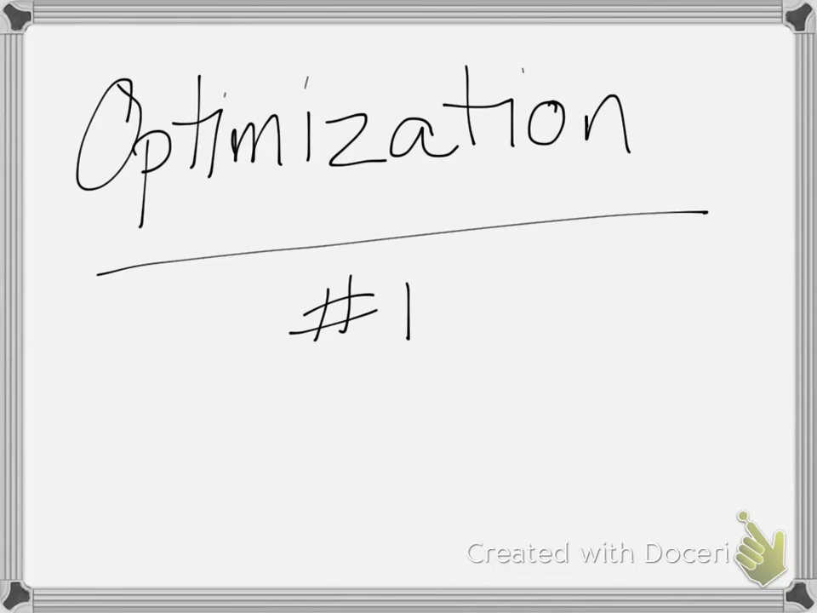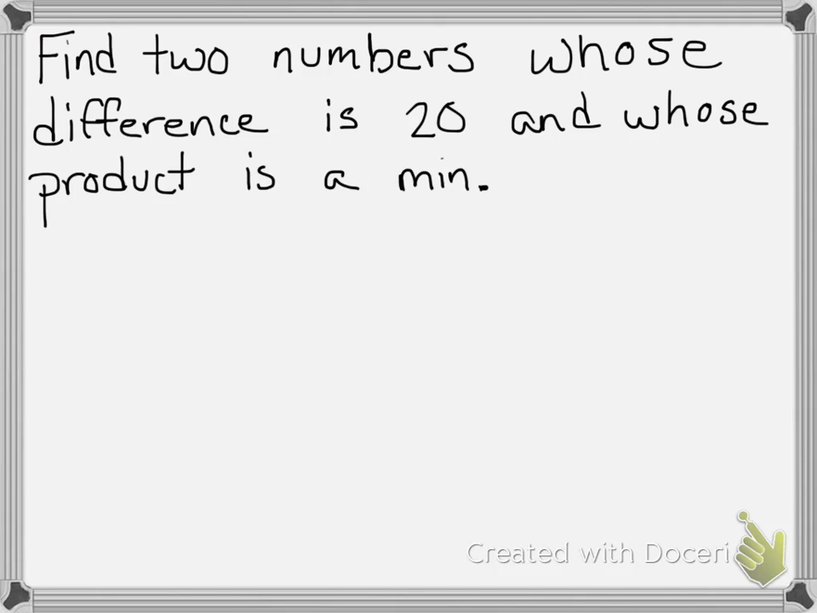This is a video covering optimization off of the review sheet, and I'll be doing the first problem. It was find two numbers whose difference is 20 and whose product is a min. Right here on the review sheet, it actually said find two positive numbers, but I spoke with our instructor and he said that the positive was a typo. Just throwing that out there.